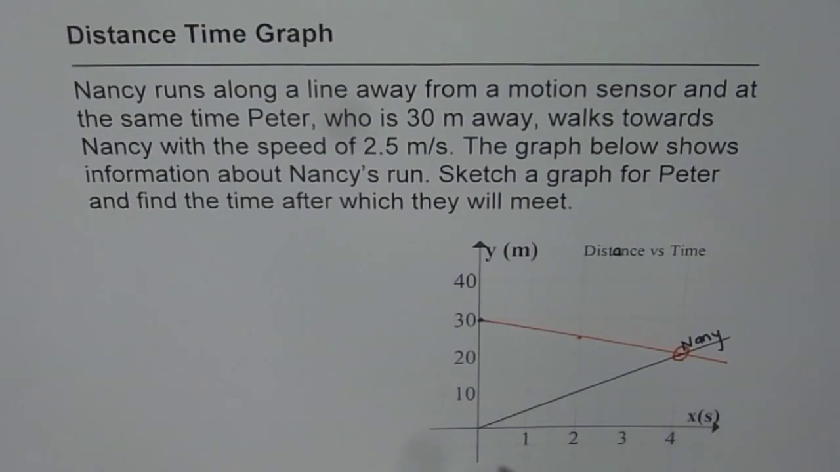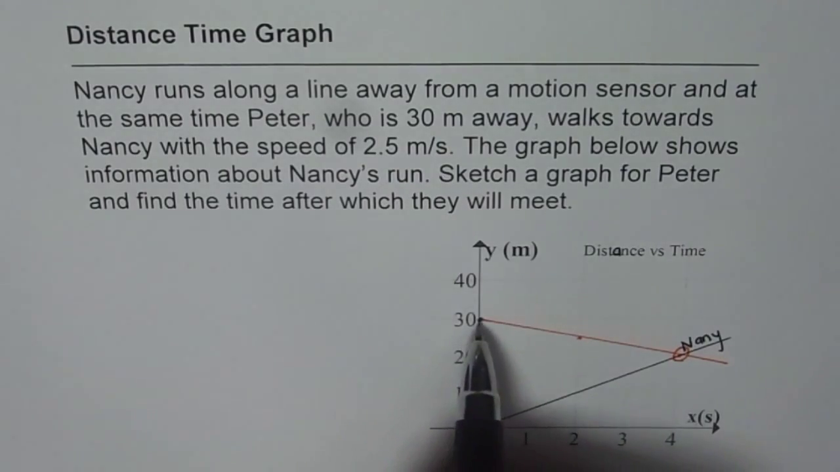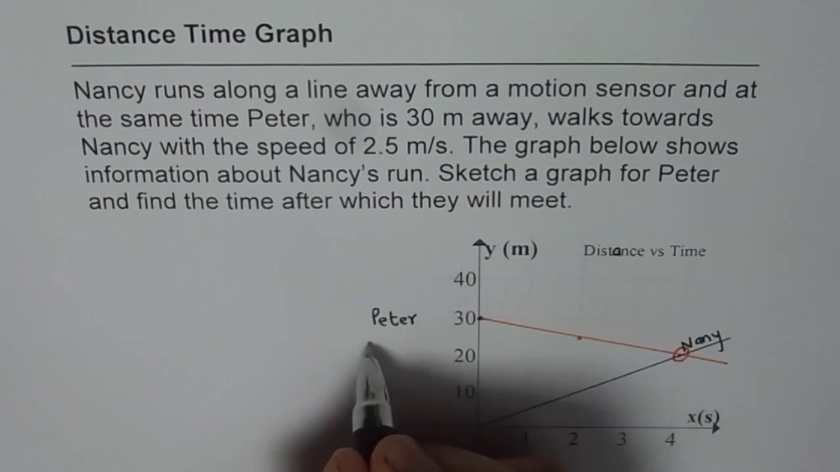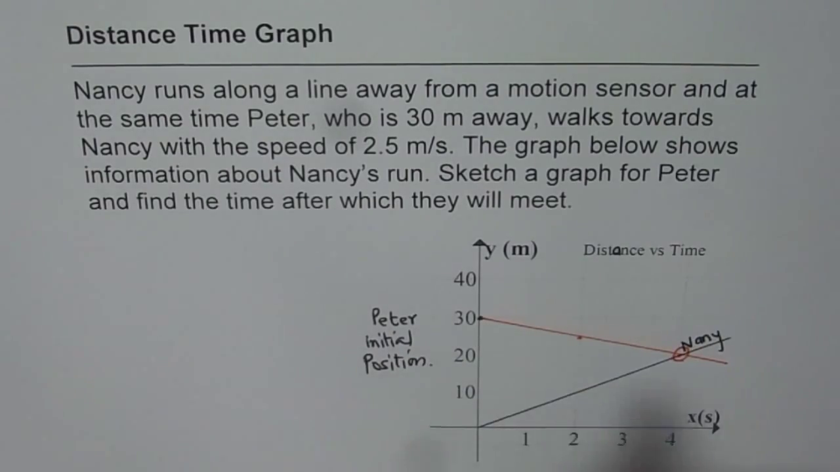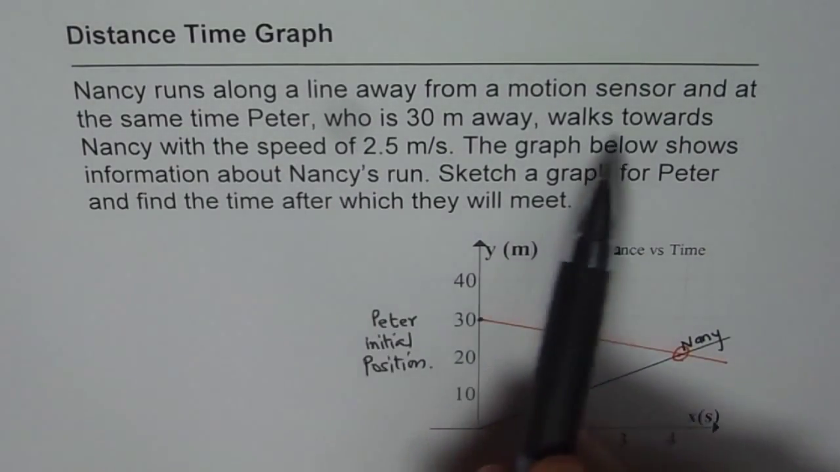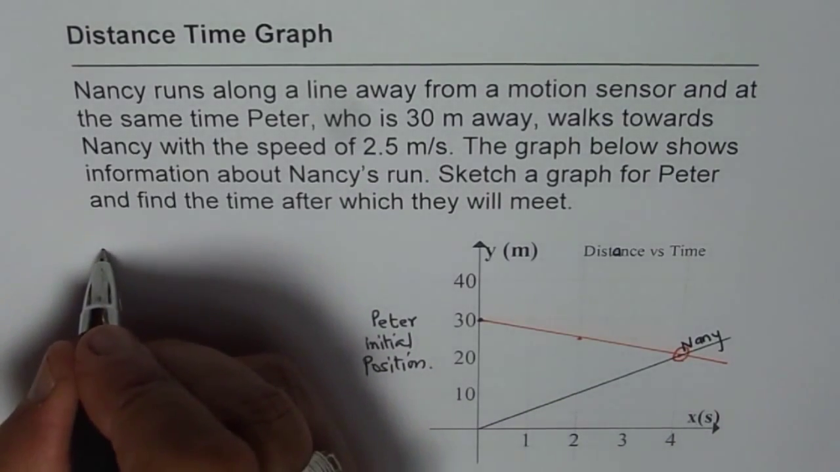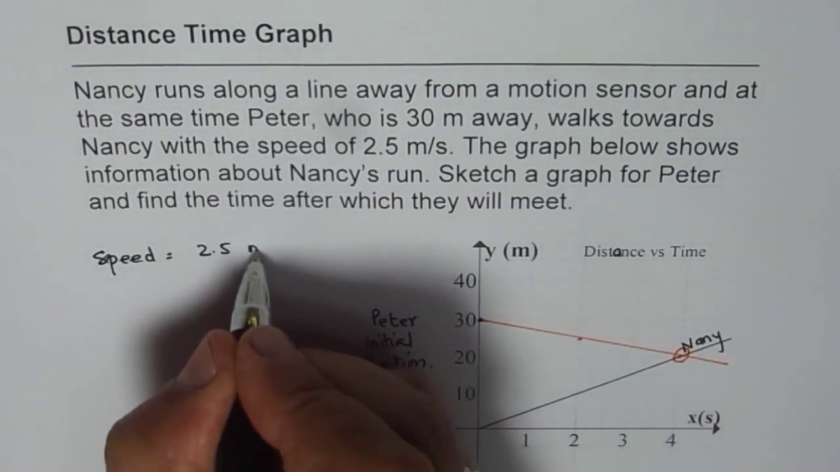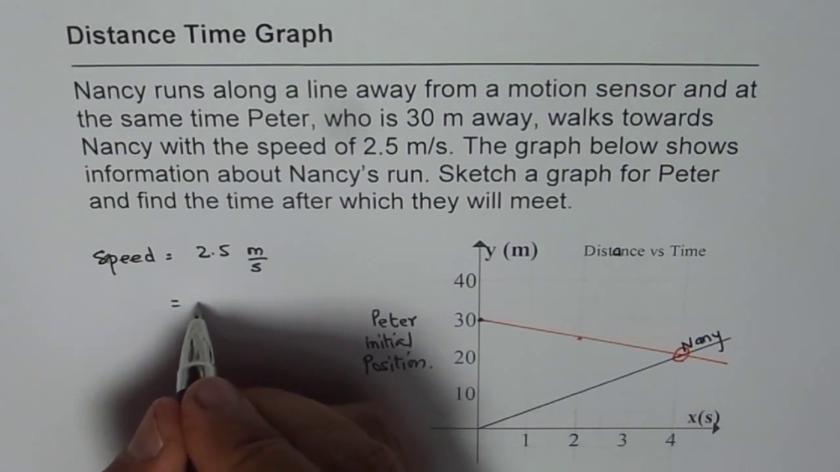So important thing here is when we say Peter is 30 meters away, right? So that is the initial position of Peter. So this is Peter's position, right? This is Peter's initial position. And then he walks towards Nancy with a speed of 2.5 meters per second. So we say speed is 2.5 meters per second.